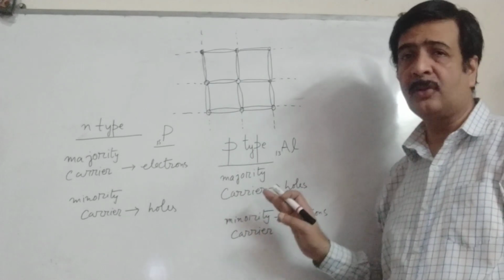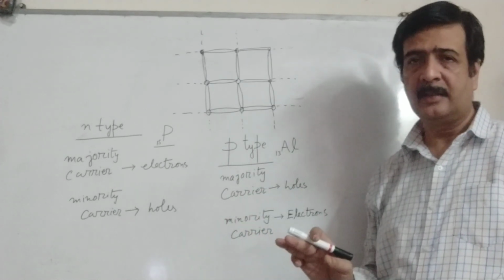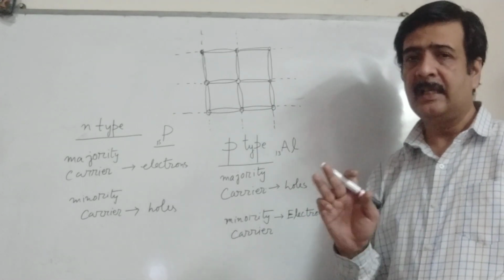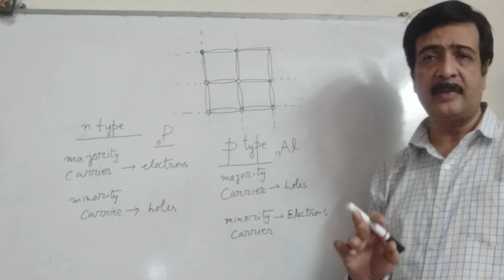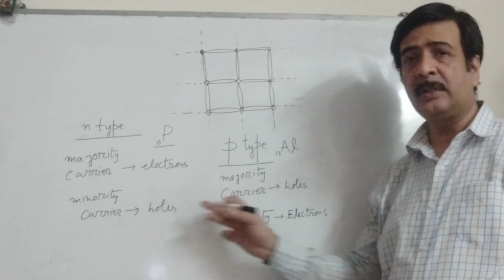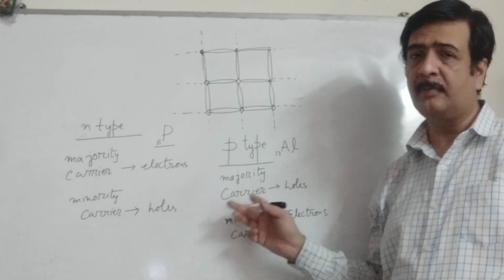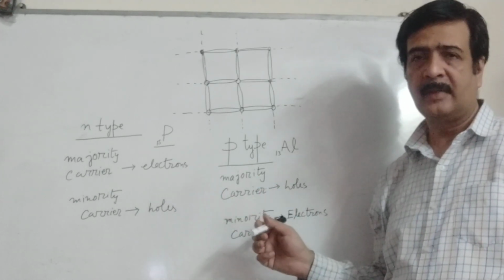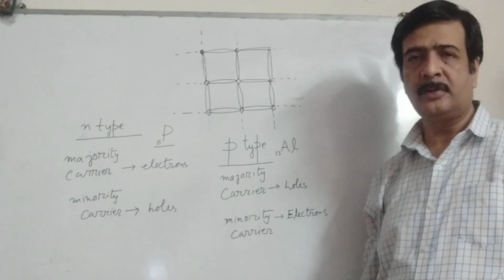So this is the concept of intrinsic and extrinsic semiconductor. Extrinsic semiconductor is made by doping, and by doping we make two types of semiconductors, that is, one is N-type and the other is P-type. I hope you have understood.